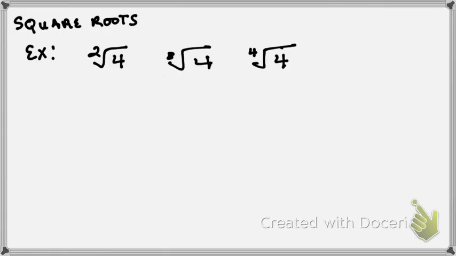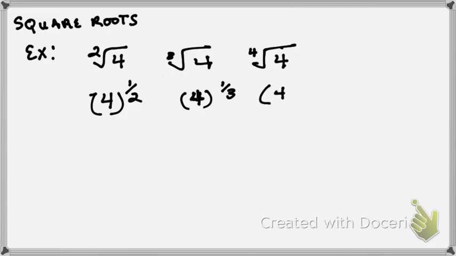So let's just go ahead and rewrite these. The square root of 4 can also be written as 4 raised to 1/2, right? The cubed root of 4 can also be written as 4 raised to 1/3. Let me just fix that. And the fourth root of 4 can also be written as 4 raised to 1/4.